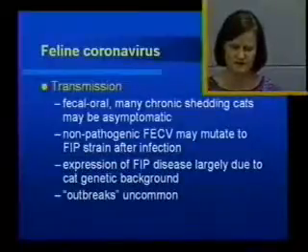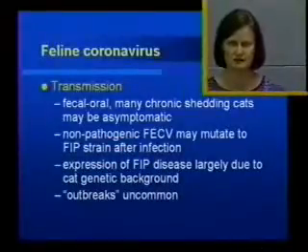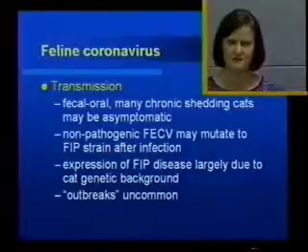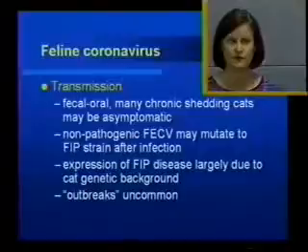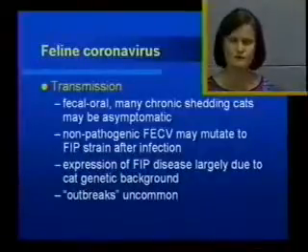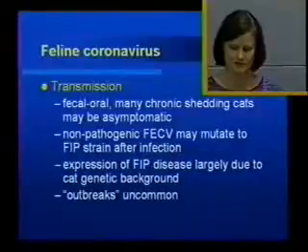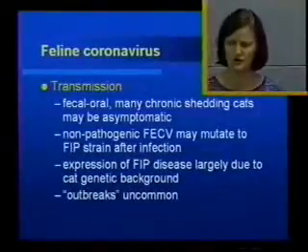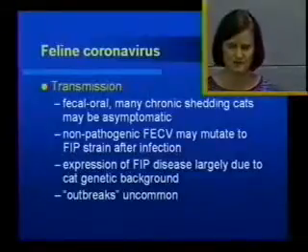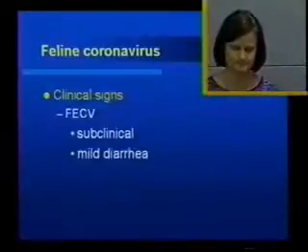Expression of FIP disease, we now know, is largely dependent on the genetic background of the cat. So various cats in a household may be infected with the same virulent strain of disease, and only certain cats that are genetically predisposed will actually develop clinical illness. Again, we do not expect to see outbreaks of this disease or a large percentage of exposed cats becoming sick.